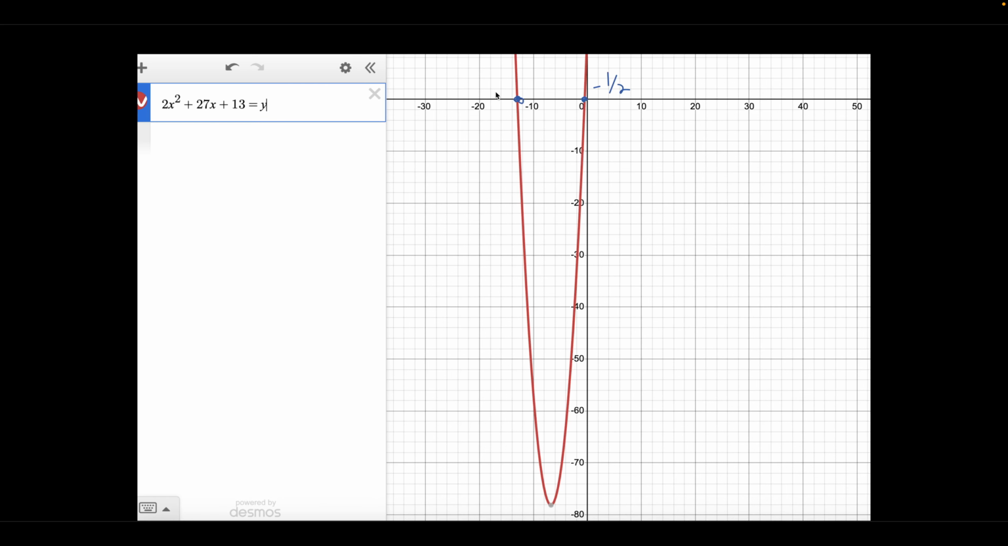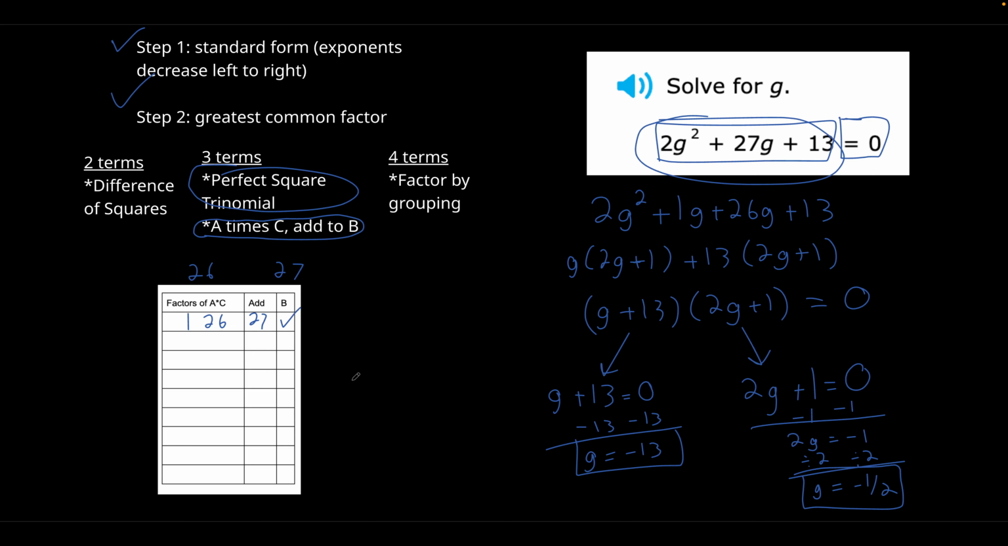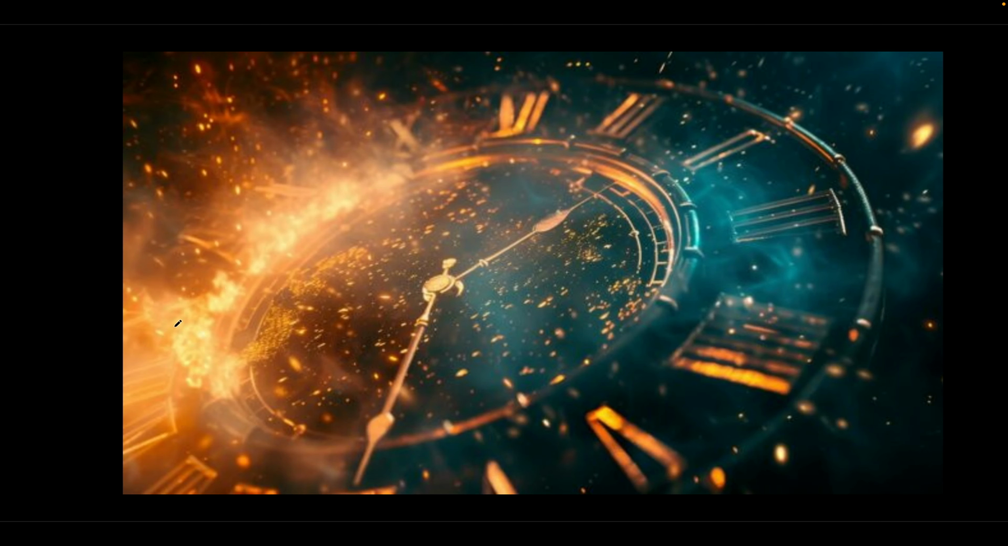Negative 1/2, negative 13. All right, here's our cool clock for today, which means it's time for you to practice what you just learned. Go ahead and pause the video and try these two problems on your own. When you're ready, you can unpause the video and we'll check your answers.